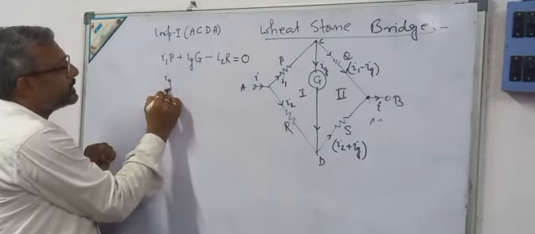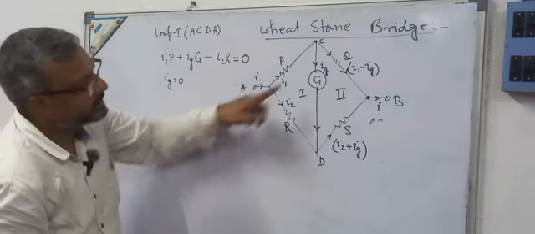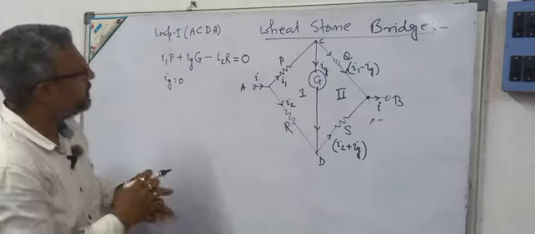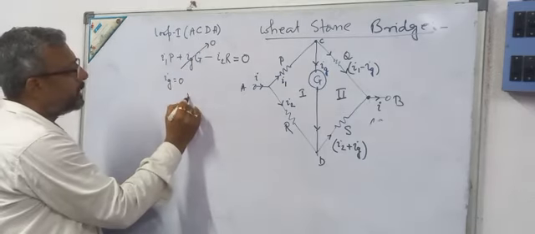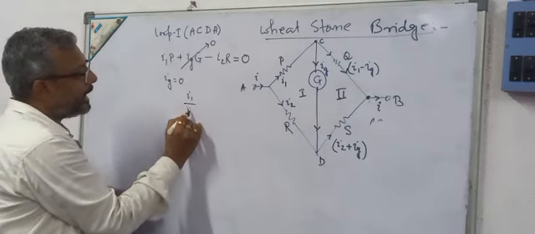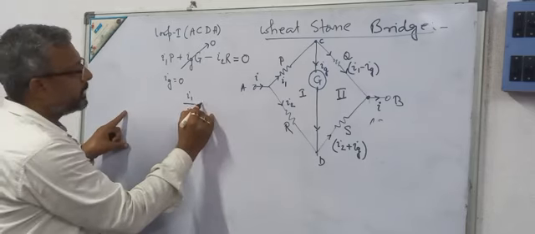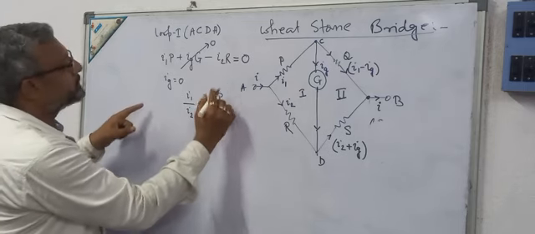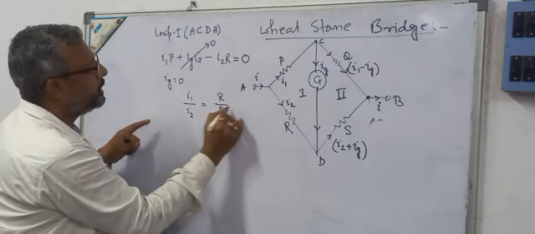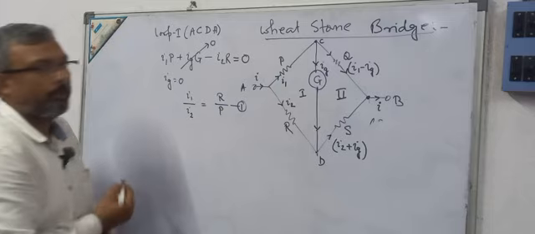Now if I suffix G is equal to 0, that is, if no current is flowing through the galvanometer, this part will be 0. If we take the ratio, I1 by I2 becomes R by P, and you can take it as equation 1.